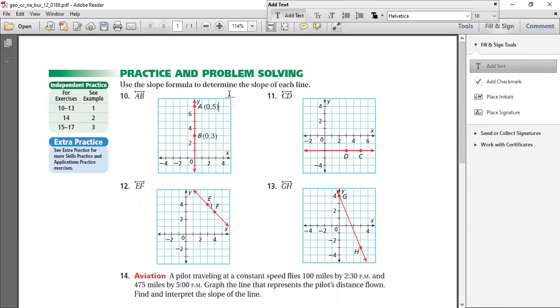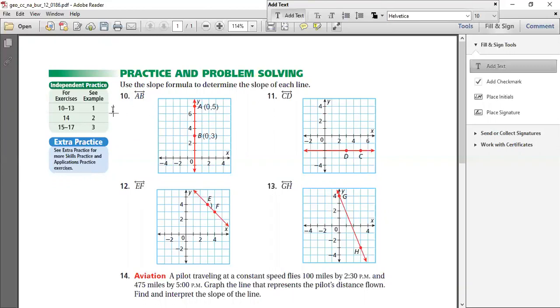So here again you have to use the slope formula to determine the slope of each line. This line, the red one, as soon as you see it, is a vertical line. As we learned yesterday, the slope of vertical lines is always undefined, because it's something divided by zero, and nothing can be divided by zero. But because they said use the slope formula, we write the coordinates. A is 0 and 5, because it's right on the y-axis, and the coordinate for B is 0 and 3.